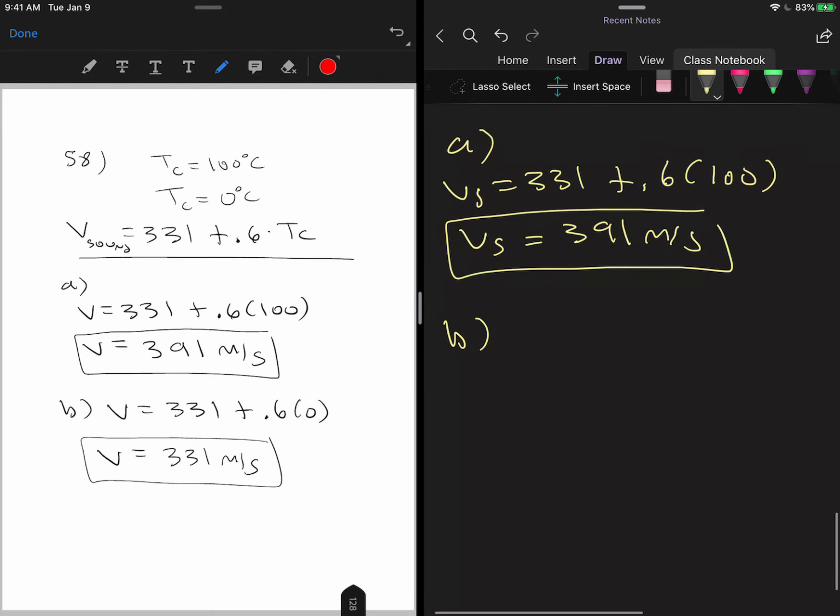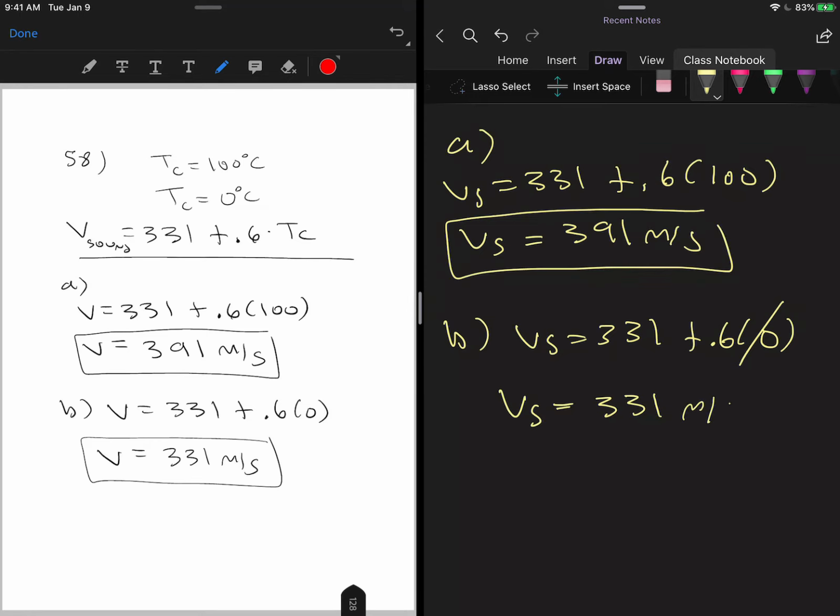And then for B, the speed of sound is going to be 331 plus 0.6 times 0, which just cancels. And you get that the speed of sound at 0 degrees Celsius is 331 meters per second.